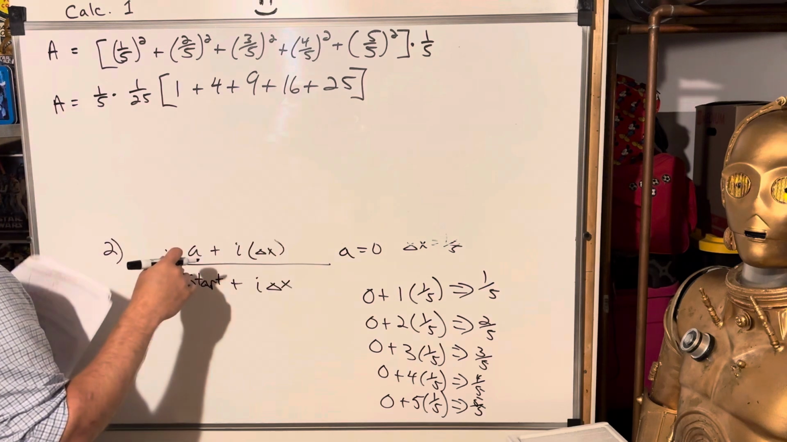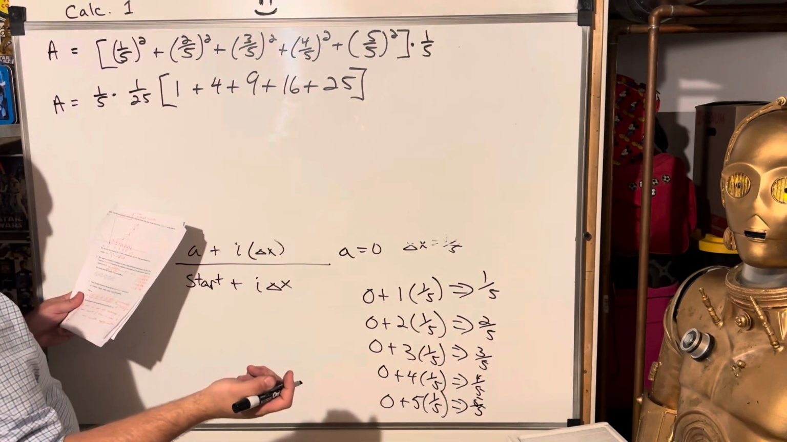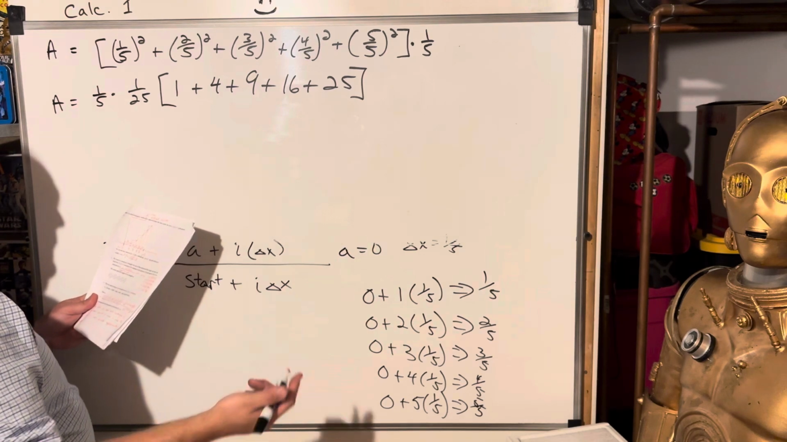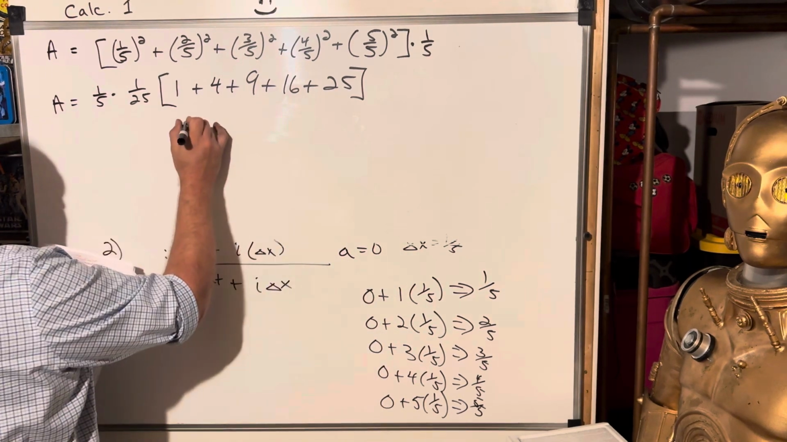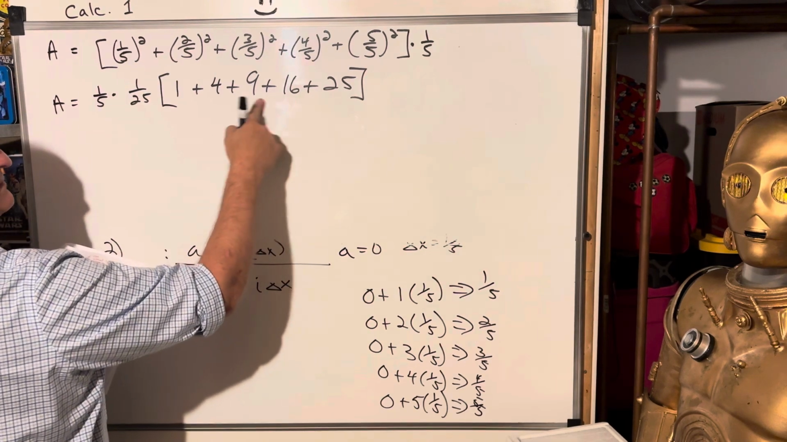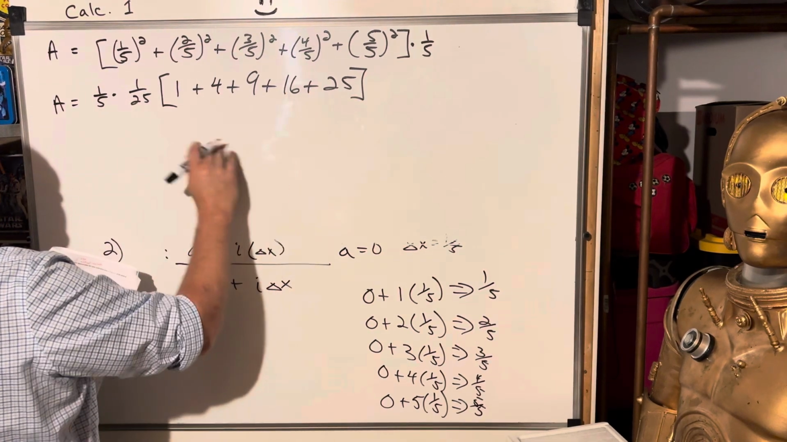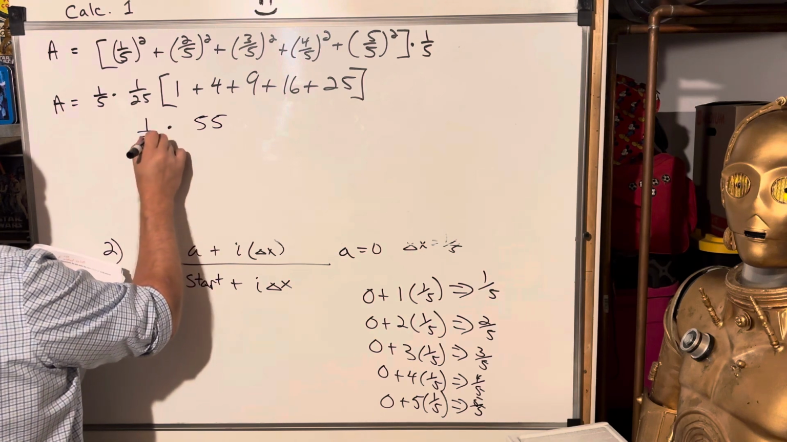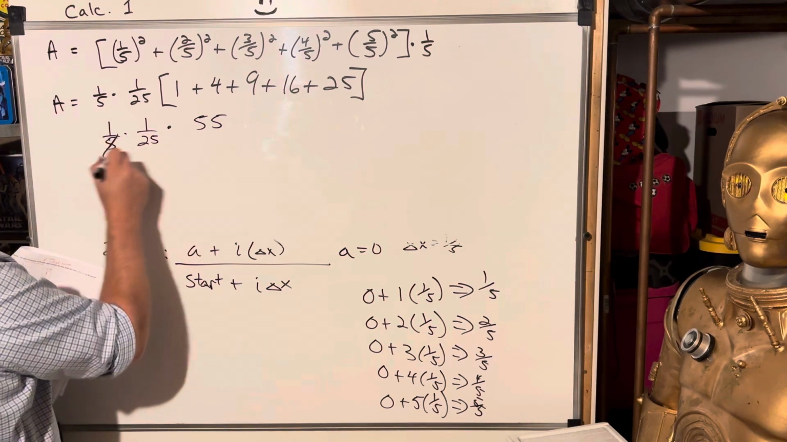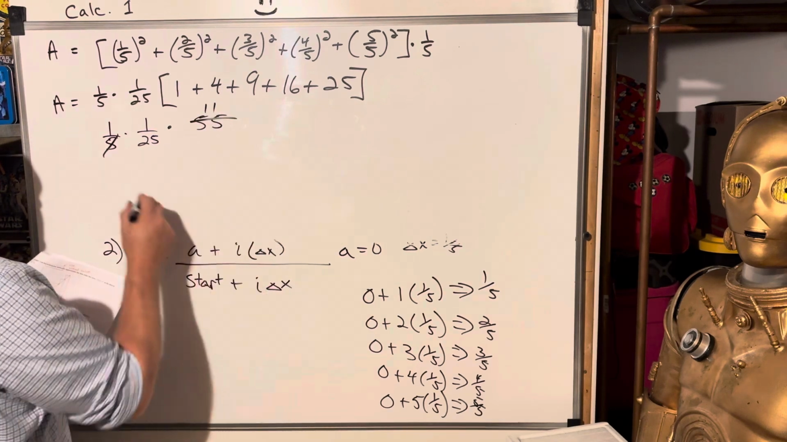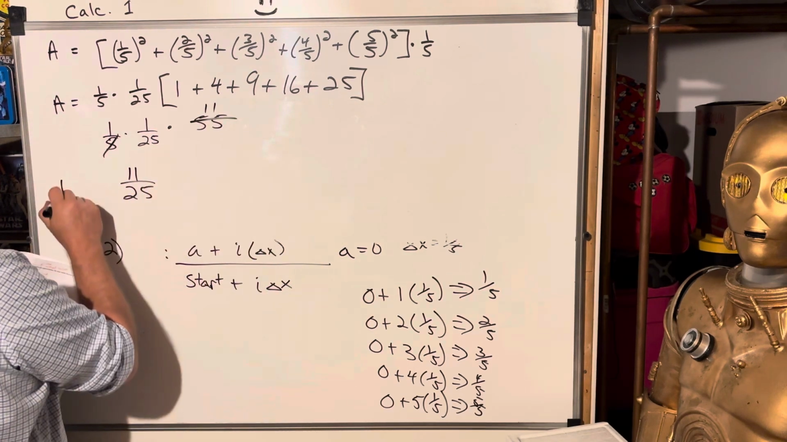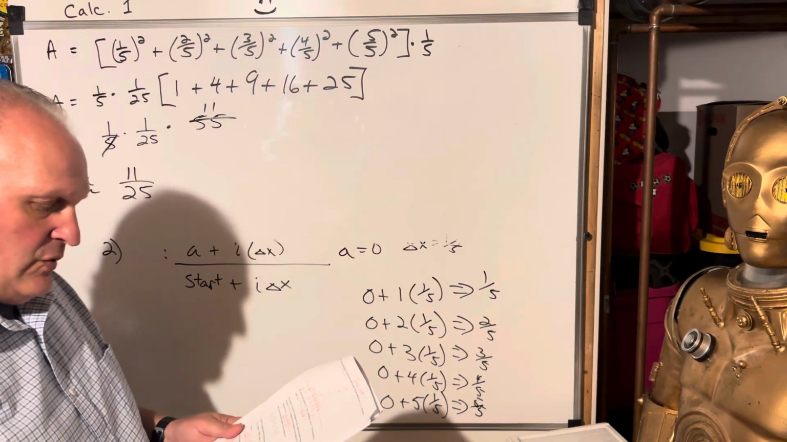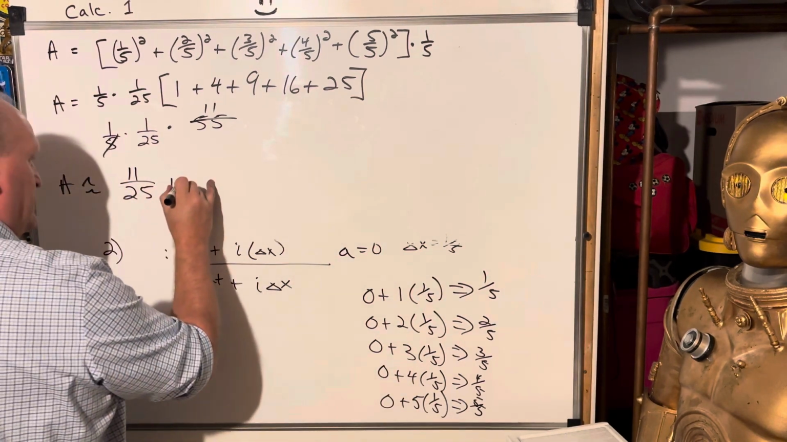That's easier. So then what do we got? We add those up. That adds up to 55. Okay. 25, 55, times 1/5 times 1/5. And then we can take that 5 into there 11 times and then just say 11 twenty-fifths. So that is my approximate area, 11/25 square units.